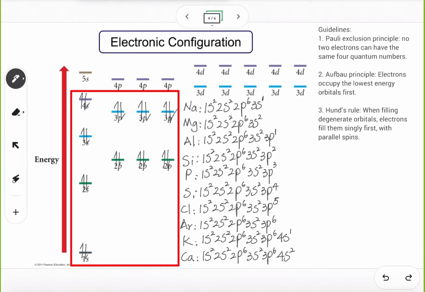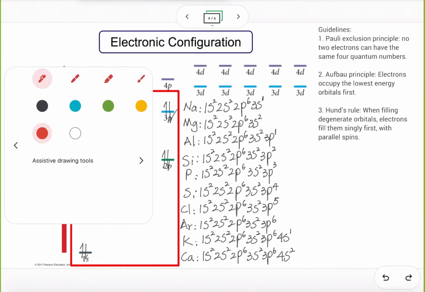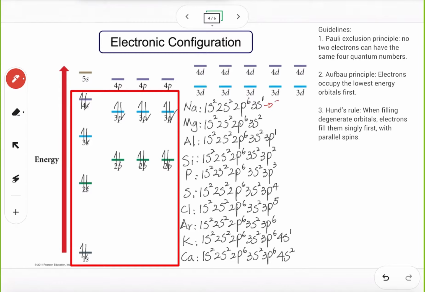For this one, let me use a red color. So it would be neon 3s1. We use neon with a bracket to represent the 10 electrons on the 1s, 2s, and 2p orbitals. Same thing for magnesium. We use neon to represent the core electrons. Neon 3s2.